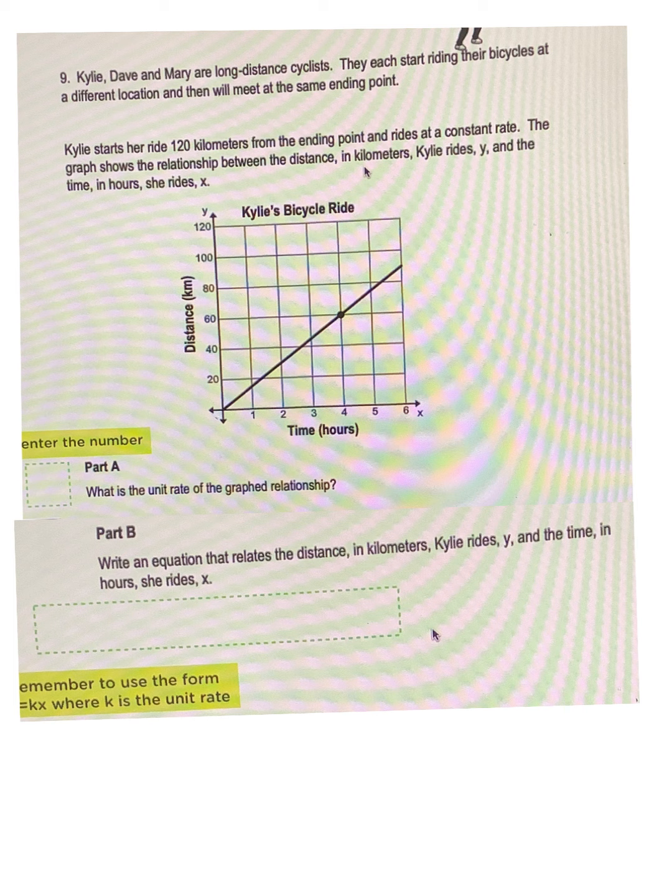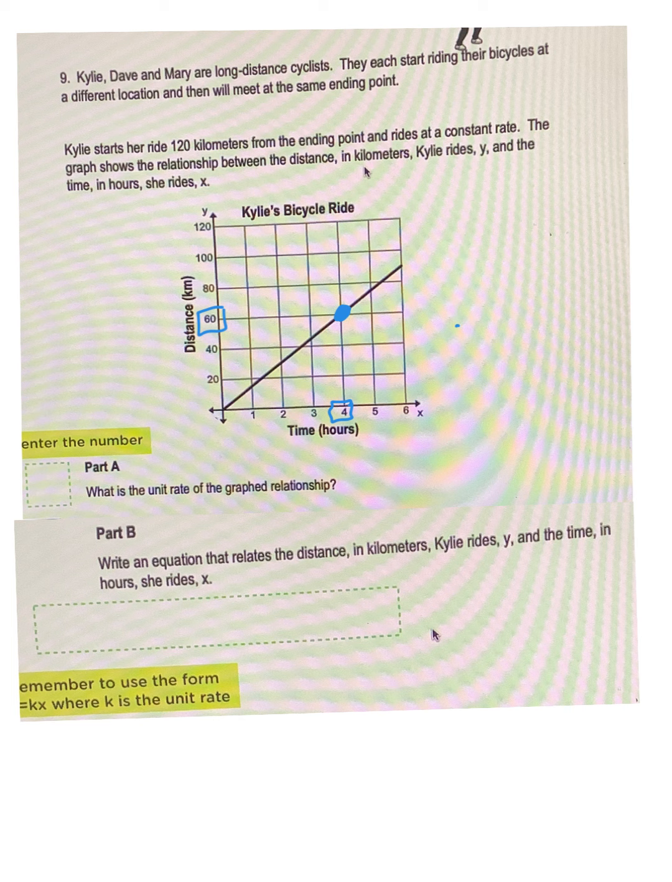For part A, we had to find the unit rate for this ride. So it says, part A, what is the unit rate of the graphed relationship? Well, conveniently, they give you this point right here. And this means that in 4 hours, they traveled 60 kilometers. But unit rate means per 1 hour.